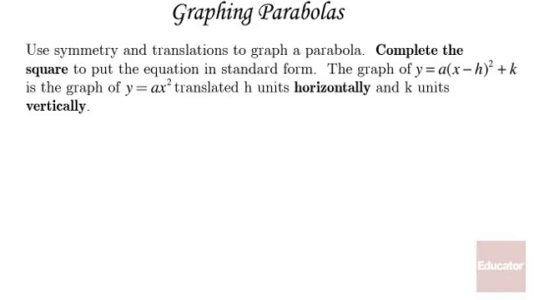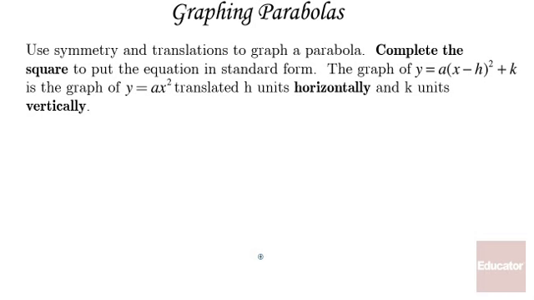You can use symmetry and translations to graph a parabola. And by translations, we mean a shift. Looking at the standard form, what this really is if you took a graph of y equals ax squared, this is letting h equal 0 and k equal 0. And then if you altered what h is, it's going to shift the graph horizontally by that number of units. If you alter what k is, it's going to translate or shift that graph upward and downward by a certain number of units.